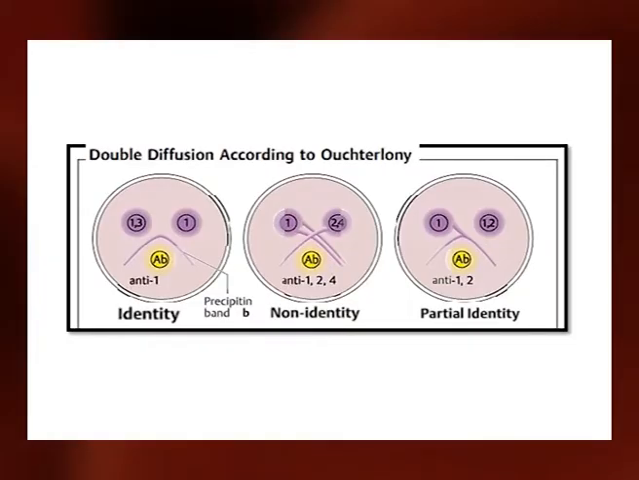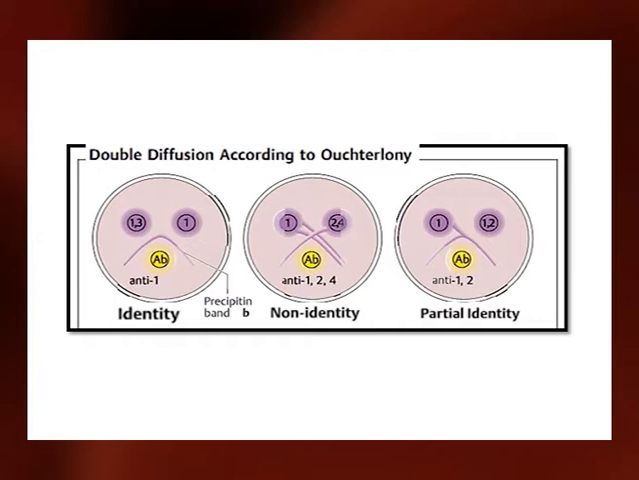The second kind of double diffusion assay is the Auchterlonie assay. The Auchterlonie assay is named after the Swedish immunologist Eugen Auchterlonie, who developed it. This assay can be performed in an agarose gel supported by a glass slide or polyester film. Wells are created by punching holes in the gel layer at desired locations.